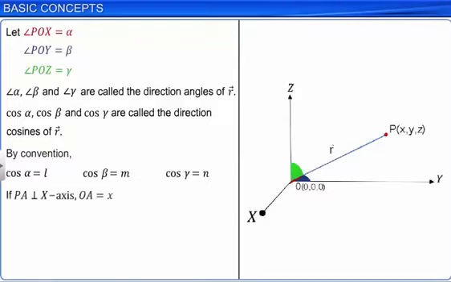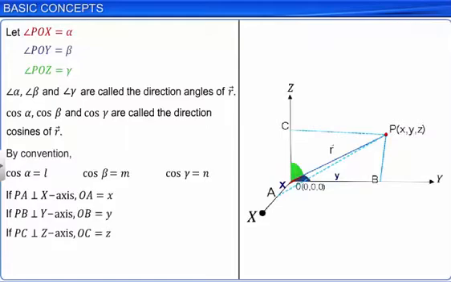Let PA be the perpendicular drawn from point P to the x-axis. Thus, length OA is equal to the x-coordinate of point P. Let PB be the perpendicular drawn from point P to the y-axis. Thus, length OB is equal to the y-coordinate of point P. Similarly, let PC be the perpendicular drawn from point P to the z-axis such that length OC is equal to the z-coordinate of point P. Thus, points O and P lie at the opposite vertices of a cuboid with dimensions x, y and z.